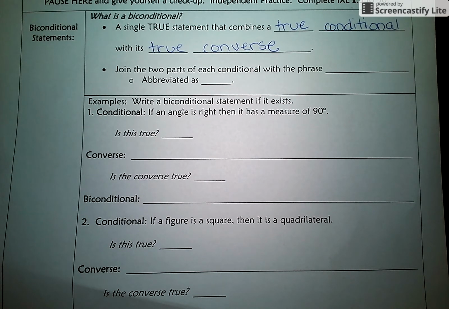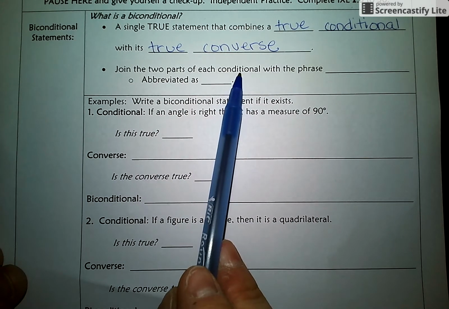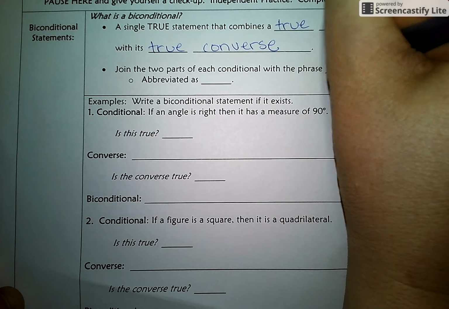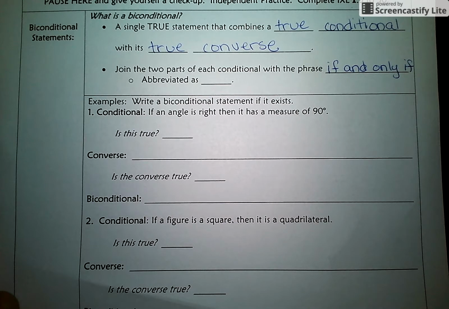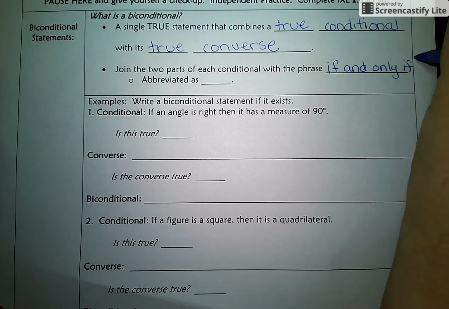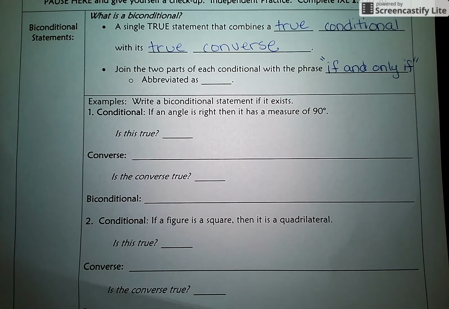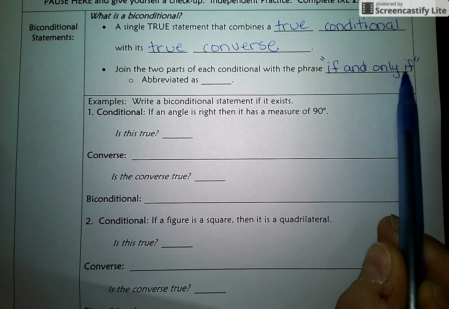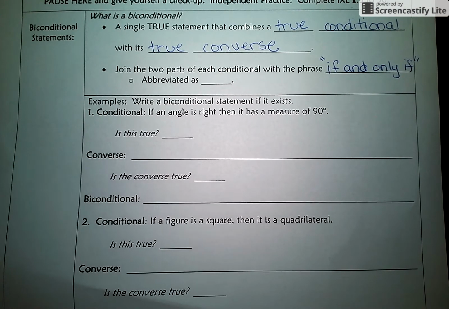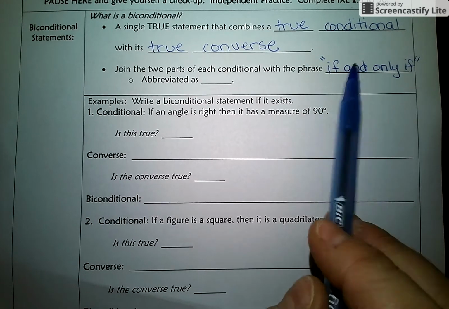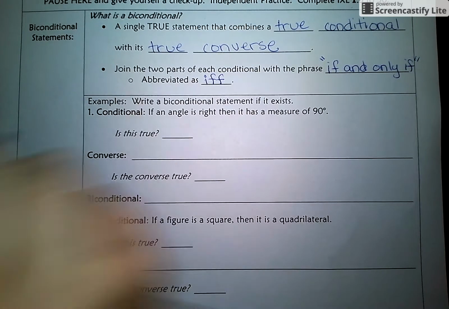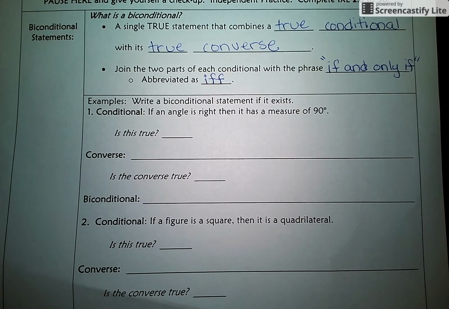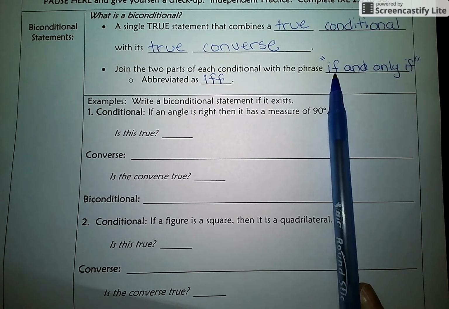Let's check it out. When we build a biconditional, we're going to join the two parts of the conditional with the phrase "if and only if." This is a dead giveaway that we're working with a biconditional statement. This is a fairly long phrase, and a lot of people want an abbreviation for it, and the agreed upon abbreviation for "if and only if" is IFF. That's not a misspelling of the word "if," it's the abbreviated version of the phrase "if and only if."